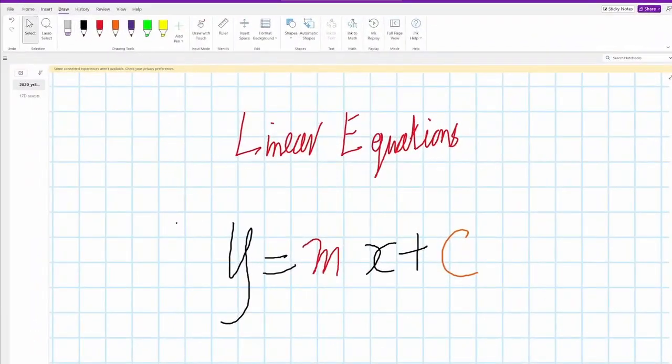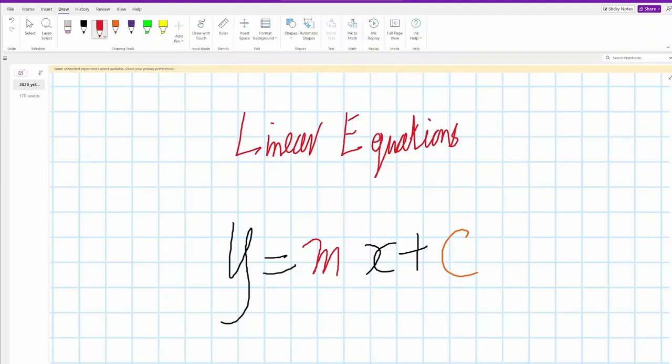Okay, and welcome to today's video, guys. Today we're going to be looking at linear equations. And with linear equations, of course, we are talking about the general format of y equals mx plus c. And as you can see, I've got m and c in different colors because these are the two most important values that we need to consider when drawing our linear equations.